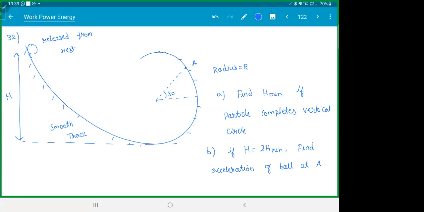Root 17 RG. Okay, let's see. Try others. It's a good one. It's not actually vertical circular motion. It is more of a work, power, energy and circular motion question.